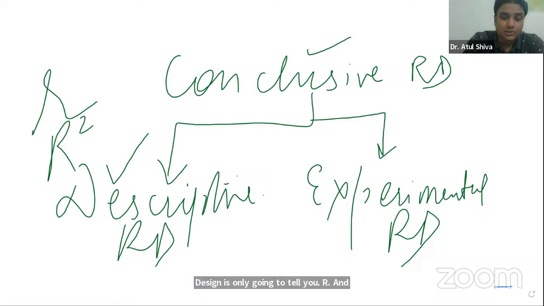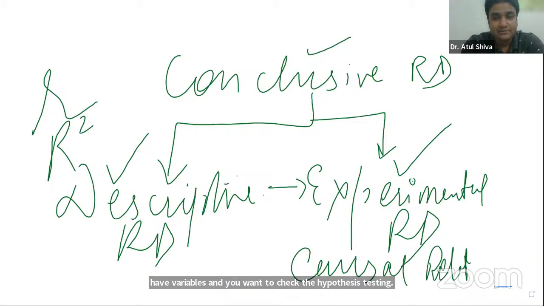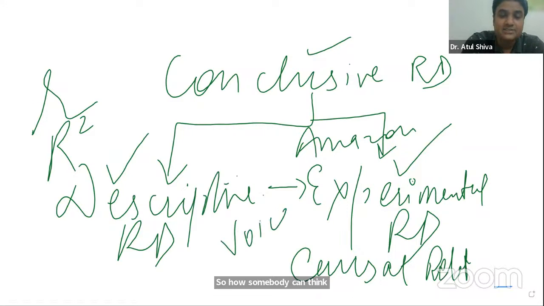But in case you want to investigate causal relationships, cause and effect relationships, then a much, much better study than descriptive research design is experimental research design. I will share 2-3 papers, a very specific paper where experimental research design is used. When you have variables and you want to check hypothesis testing by conducting some experiment, it can be on some website, how people go for online buying on a website like Amazon. So how somebody can think of implementing voice assistants while buying a fan.